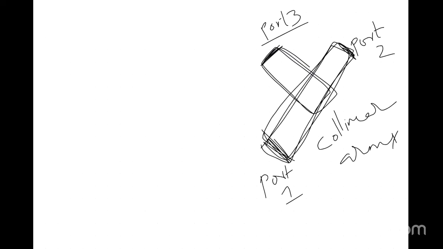Now, to this one, another way of representation is also there. The other way of representation is, suppose this is port 3, and this side, and whatever like this diagram is there. This part is port 3.